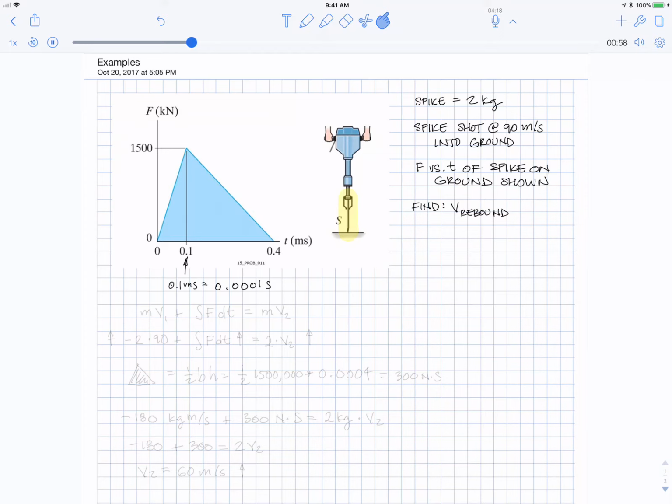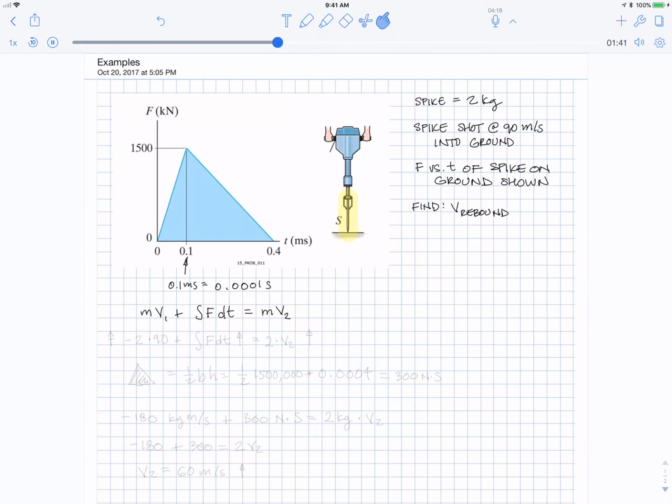And so you shoot this into the ground, it pushes back, and then the spike rebounds back up with a certain velocity. And if you've ever used a jackhammer before, you do feel this jarring up and down from the jackhammer. And so they want to know what's the rebound velocity back up. So this is clearly a momentum problem. So you have the mass of the spike with its original velocity down, plus the integral of this force of the ground over time. That will be the new velocity times the mass going back up.